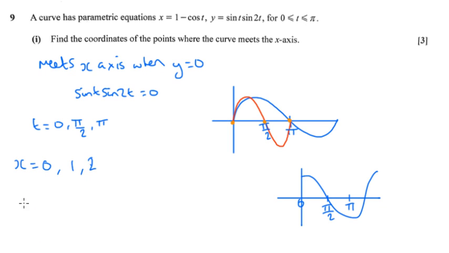So the curve will cross the x-axis at (0, 0), at (1, 0), and at (2, 0).